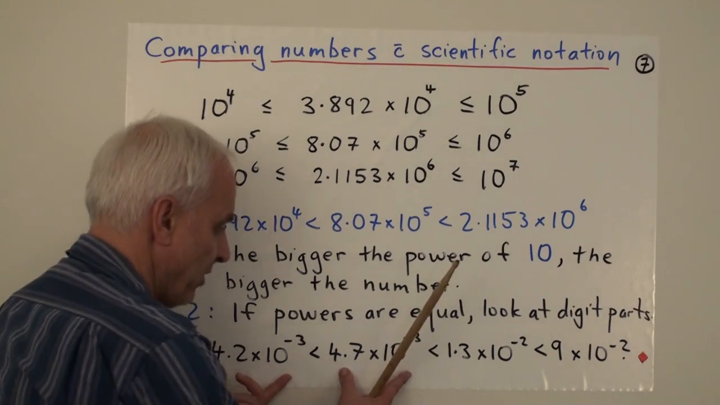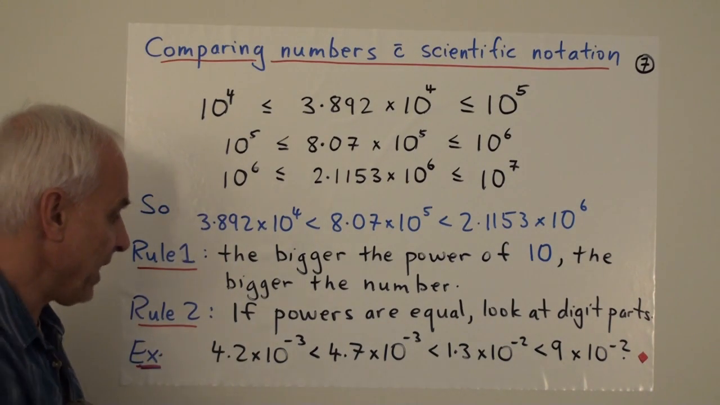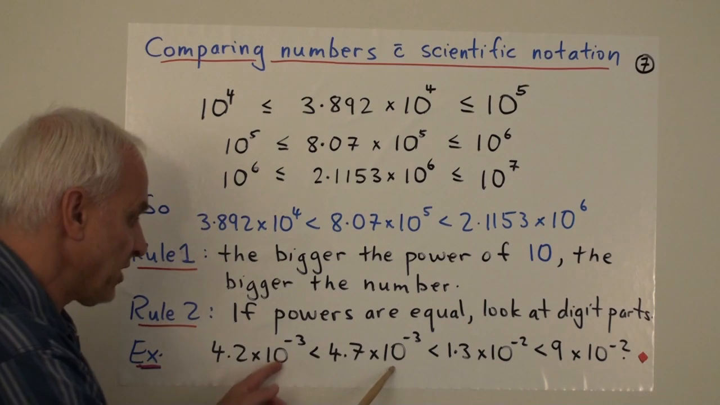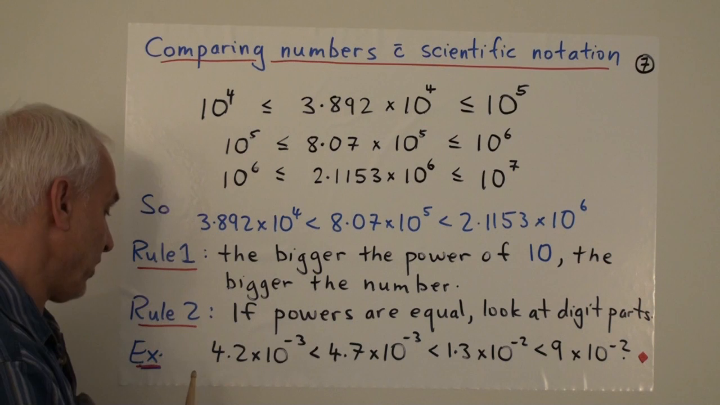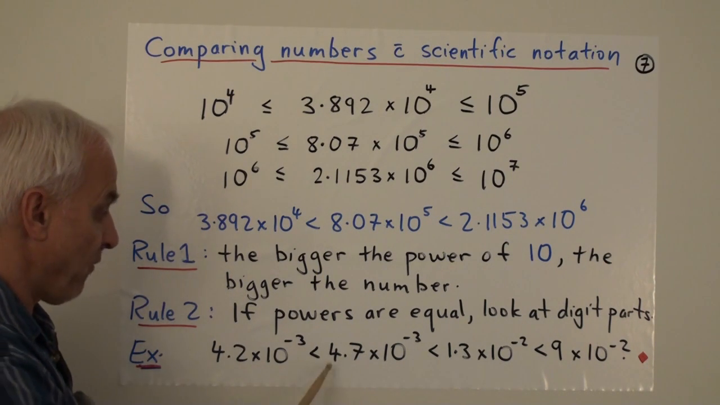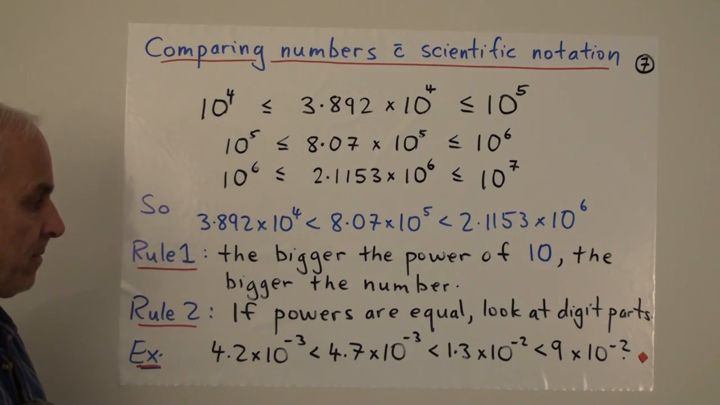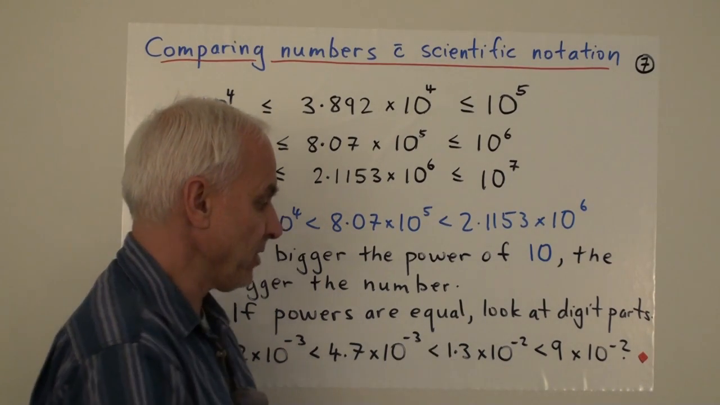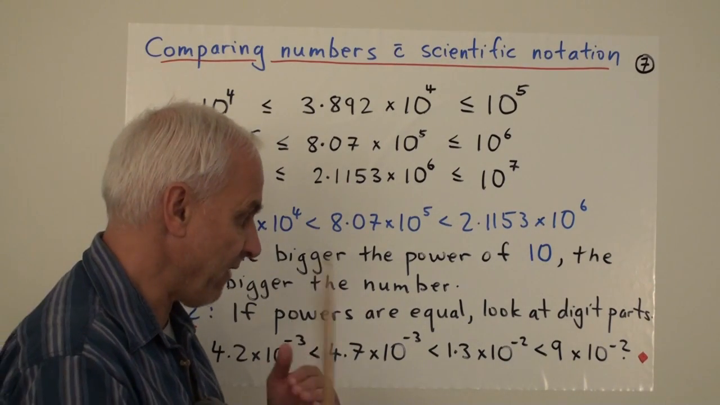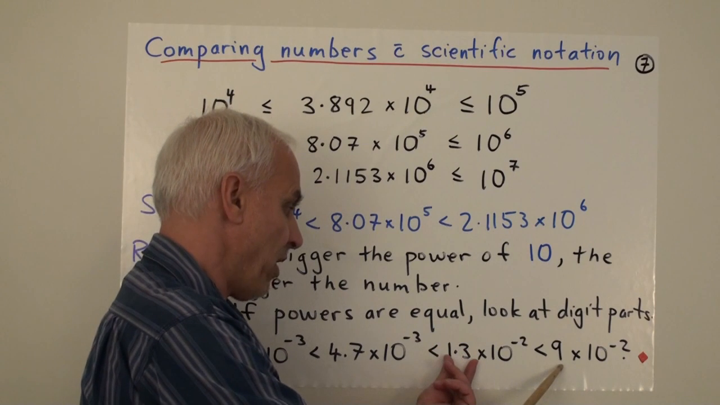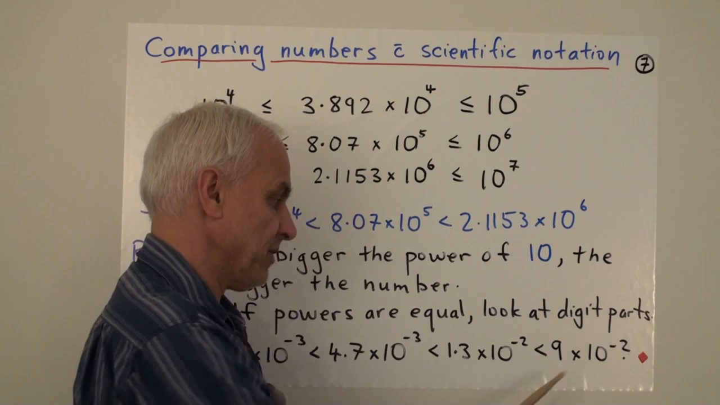However, if we look at these two numbers, just looking at the exponents doesn't tell us which one's bigger because they're the same. So once they're the same, then we can say, all right, what about the digit parts? This digit part is 4.2, that one's 4.7. 4.7 is bigger than 4.2. All right, so this number is bigger than this one. And if we compare these two numbers, the exponents are both minus 2. So we can't tell at the level of exponents. So we have to look at the digit parts. 1.3 compared to 9. Obviously 9 is bigger, so this is the bigger number.